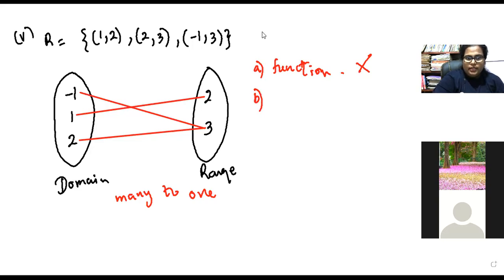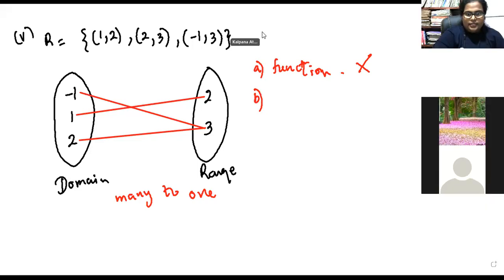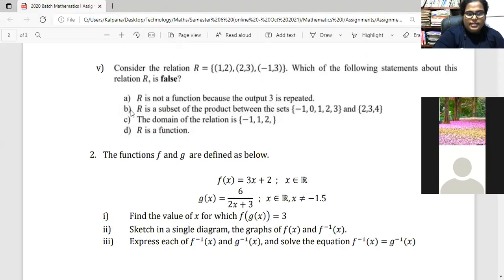But we will see what they are giving here as B, C, D. In B, it is given that R is a subset of the product between the sets. Two sets are given as {-1, 0, 1, 2, 3} and {2, 3, 4} as your domain. So what do you think about this one? What is the question saying about this one?